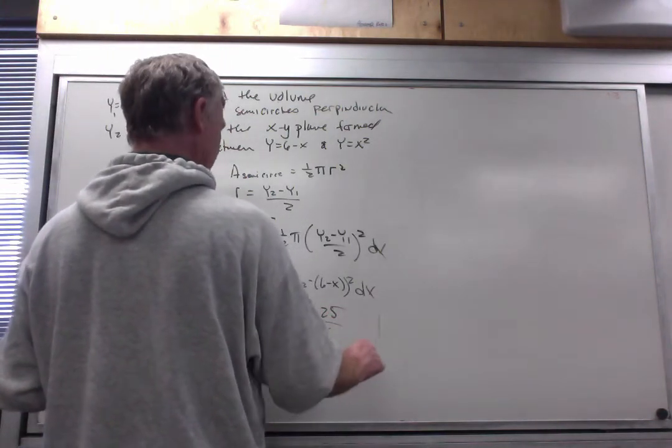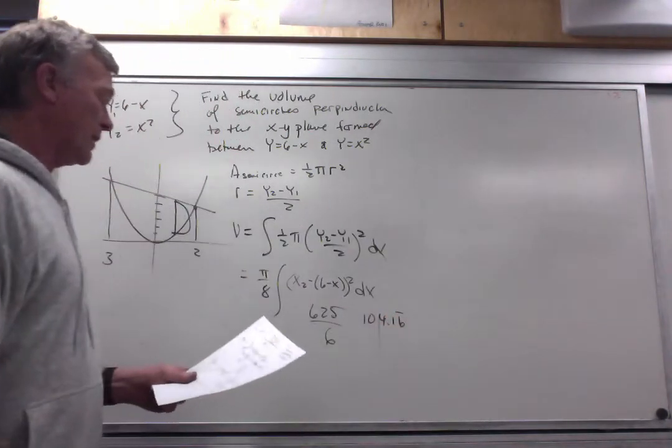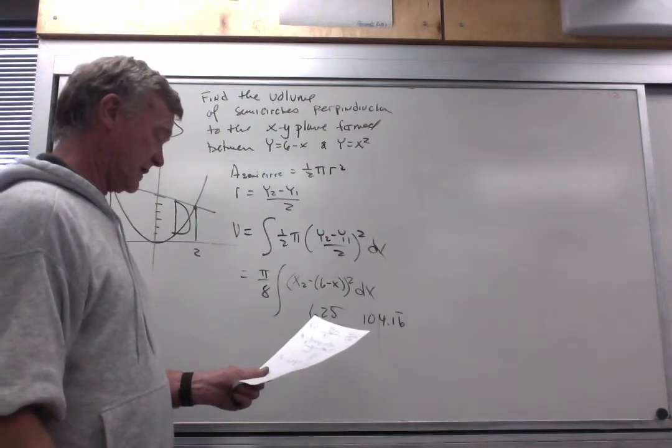By the way, they oftentimes will do that. It's actually on your calculator, it would be 104.166. It's 104 and 1/6, or 625.6.